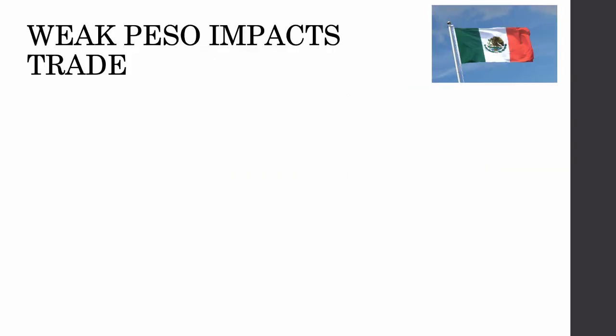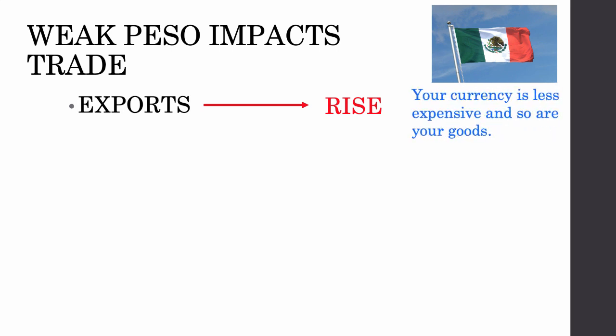Now, from the Mexican perspective, everything is the reflection of what we just saw in the United States. Everything is upside down. As far as exports are concerned, there are going to be more exports. The United States can buy more pesos, so it can buy more Mexican goods. Your currency is less expensive, and so are the things that you sell.